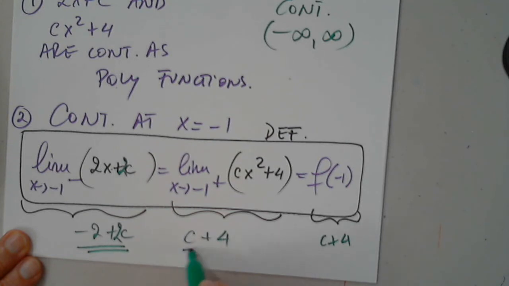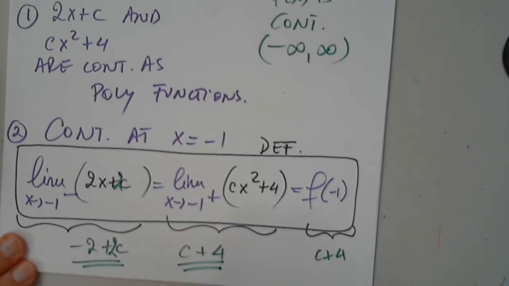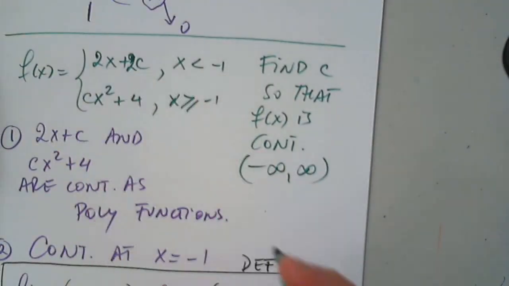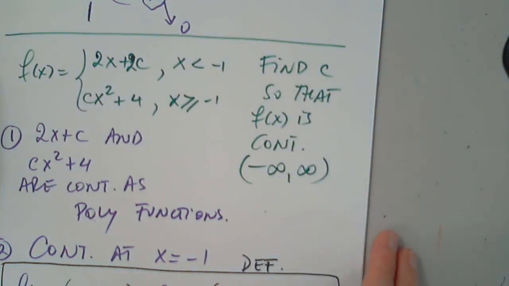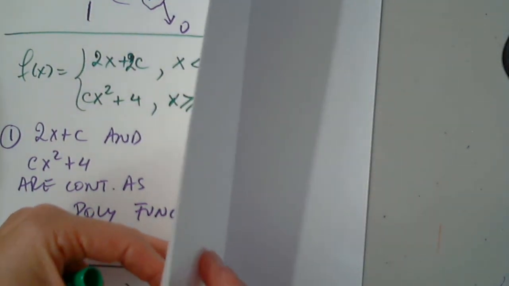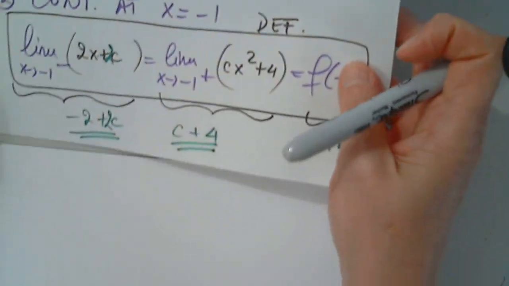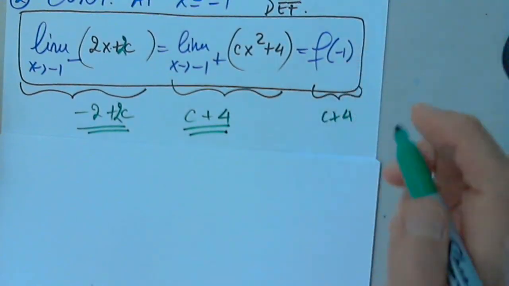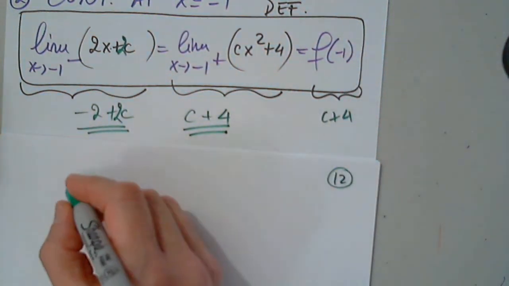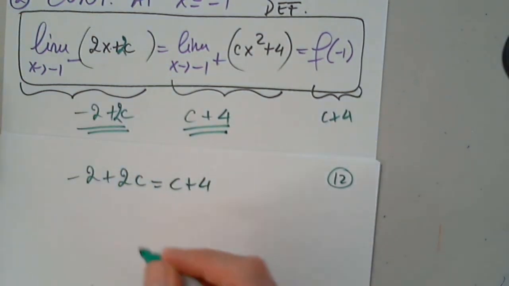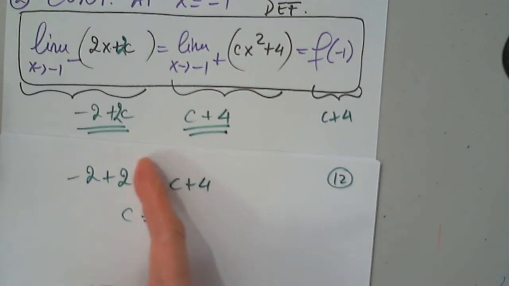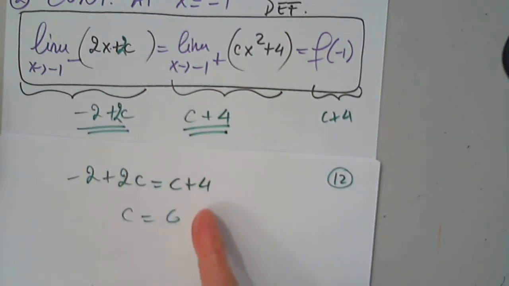This piece must equal this piece, because these two are already equal to each other. These two have to equal. I'll find c and plug it in. And then I'll say, for this particular c, the function is continuous everywhere. c equals 6, indeed. So -2 plus 2c equals c plus 4. So then c equals 6. I subtract c and add 2.